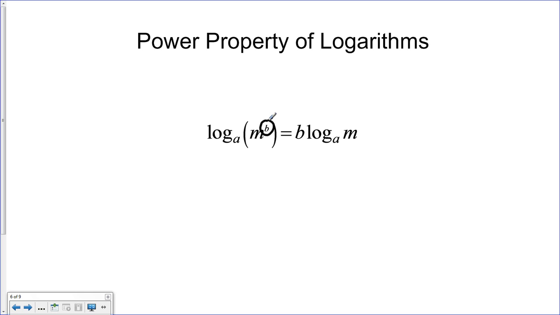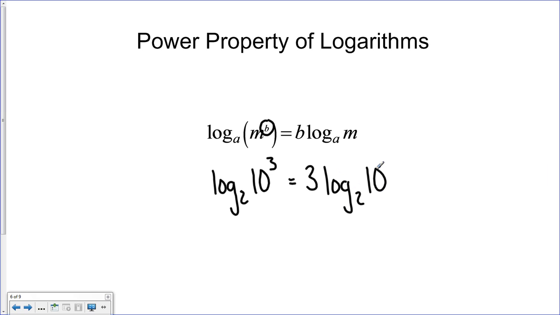So to look at an example, if I have the log base 2 of 10 cubed, I can quite simply bring that 3 down in front, and now I have 3 times the log base 2 of 10. Now I want to go ahead, just to show you what it looks like a little bit, and apply that product property of logarithms. I've got my 3 here, and I'm just going to take a look at this 10.